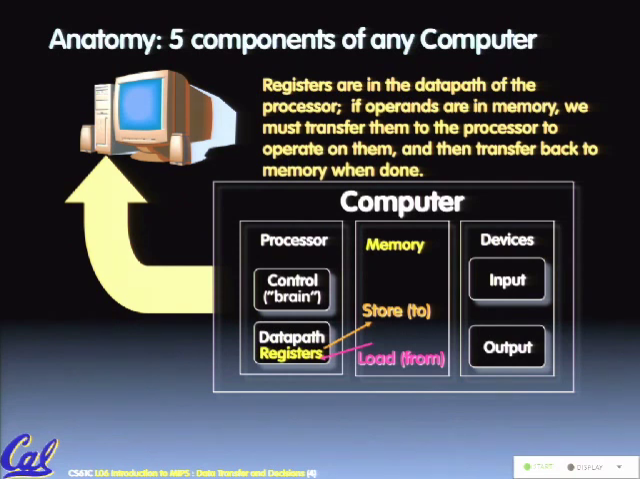Processor is 2 pieces, the brains and the brawn, control and data path. The memory is where the stuff gets stored. And the I/O is how the computer actually, it's kind of the wheels meet the road, okay? So what we're talking about is these 2 operations. Store, and by the way, registers live in the data path.